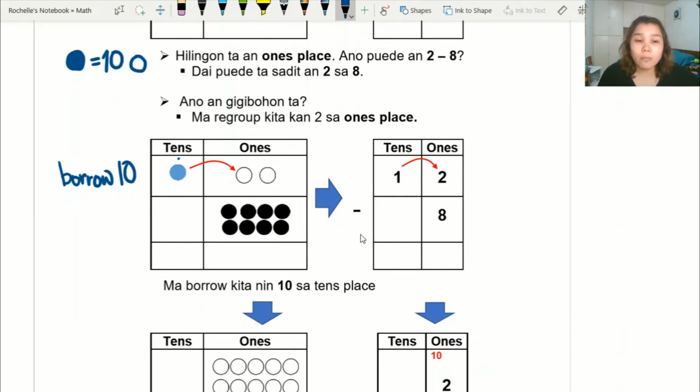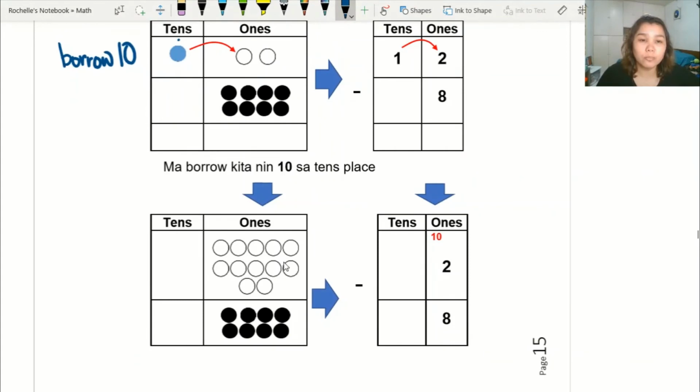So, this one blue chip will be borrowed and transferred to the ones. So, from 2, it increased by 1, 2, 3, 4, 5, 6, 7, 8, 9, 10. Where did this come from? It's from the blue chip that moved over, which is 10. So previously we had 2, then it increased by 10. It means we have 10 plus 2, which is 12. So, it has moved. We borrow 10. 10 plus 2, we now have 12 already. 1, 2, 3, 4, 5, 6, 7, 8, 9, 10, 11, 12.